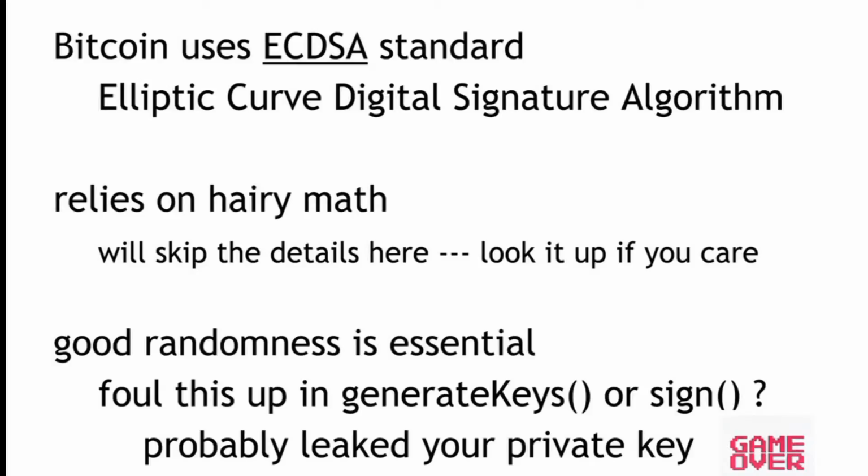I said this before, but I'll say it again because it's really essential. Good randomness is especially essential with ECDSA. If you use bad randomness in generating keys or even in signing, you probably leaked your private key. It stands to reason that if you use bad randomness in generating a key, the key you generate is maybe not secure. But it's a quirk of ECDSA that even if you use bad randomness just in making a signature using your perfectly good key, that also will leak your private key, and then it's game over. So we need to be especially careful about this in practice. This is a common mistake.